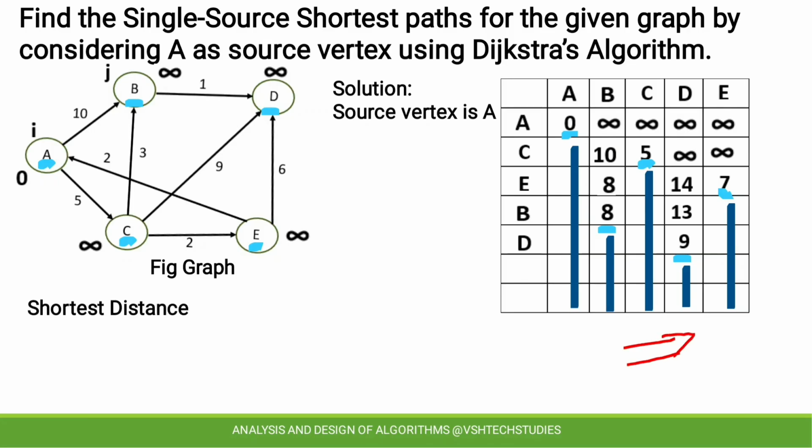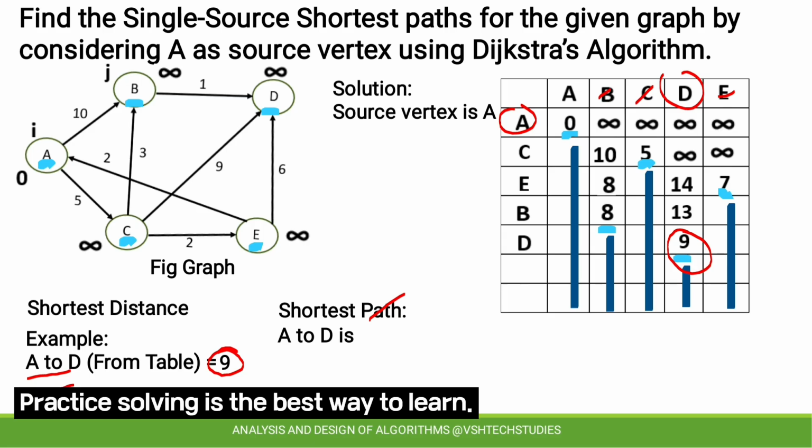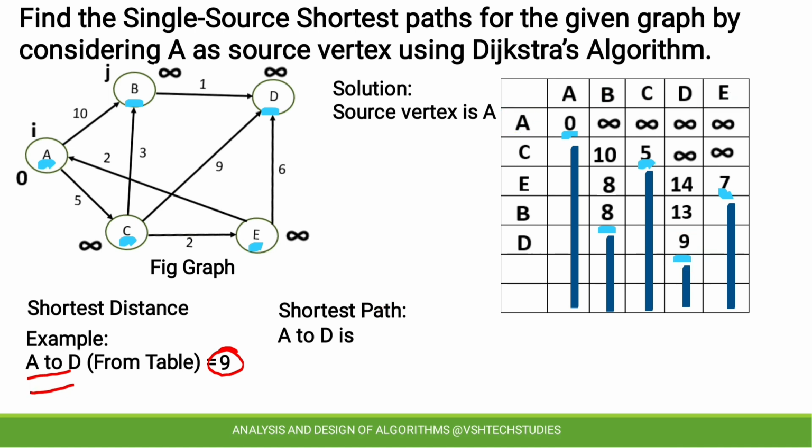Next we shall learn how to calculate shortest paths from the single source node, that is A. So the one I will show is from A to D. From A to D, the shortest distance which we have already calculated is 9. For that, I will show you now how to find the shortest path. The remaining, that is A to B, A to C, A to E, you will do, and put your answer in the comment box so that I can reply. Okay. So now we will learn how to find the shortest path from A to D using this prepared table.